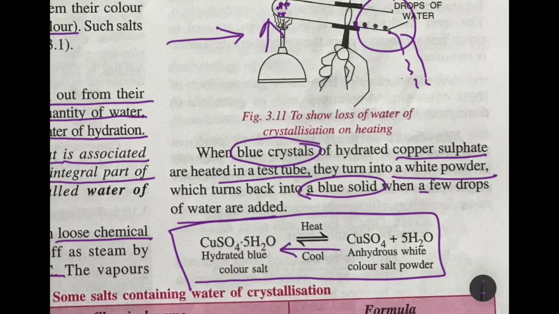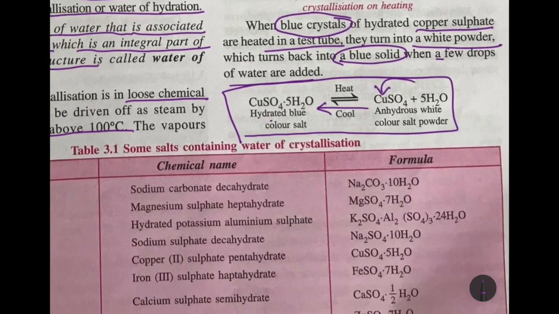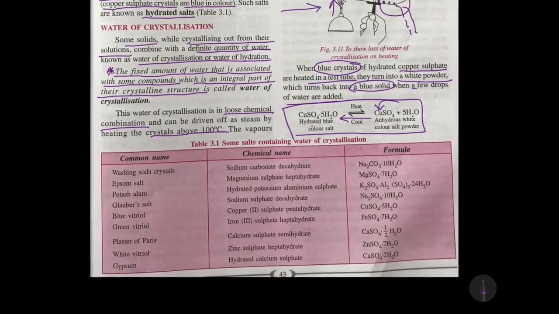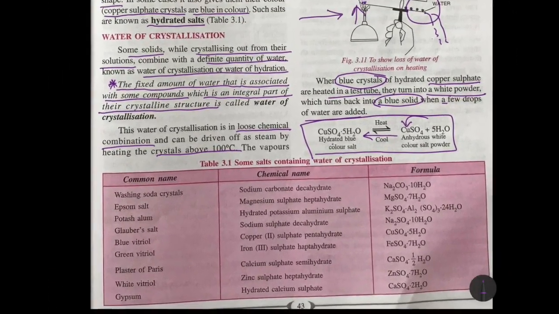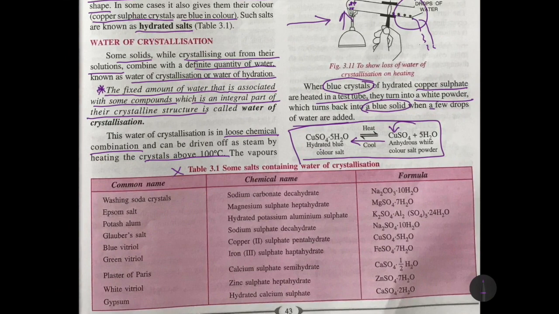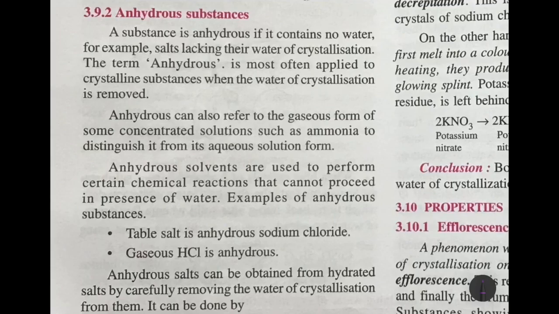Why? Because when you add a few drops of water to anhydrous copper sulfate, again it will turn into hydrated blue colored salt. Children, for your assignment, you are supposed to write down this table and learn it by heart as well. Now next, we are going to learn about anhydrous substances.